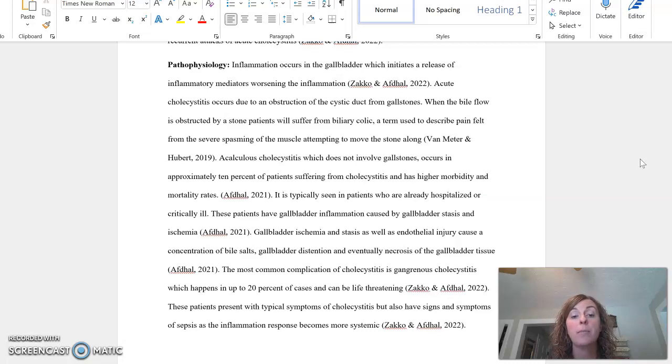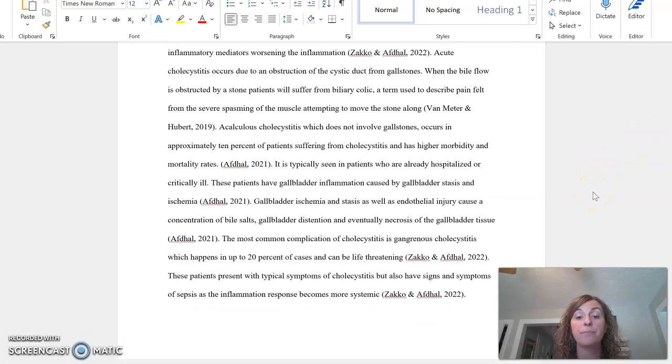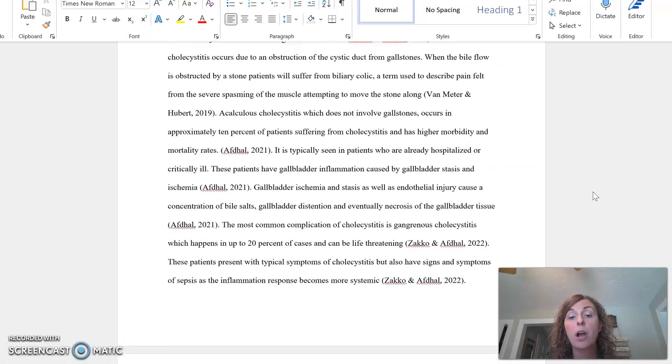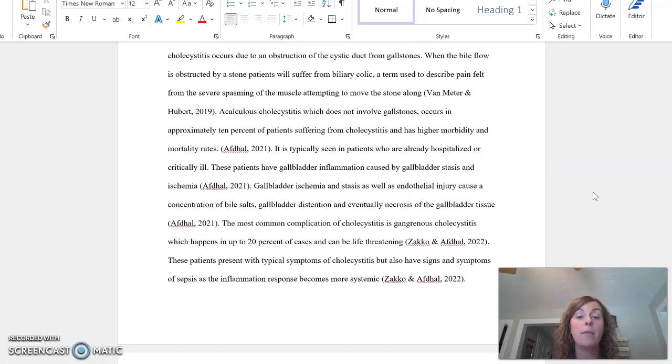It affects about 10% of patients suffering from this problem, and it is associated with higher morbidity and mortality rates. It's typically seen in patients that are already hospitalized or critically ill. These patients will have gallbladder inflammation that's caused by gallbladder stasis and ischemia. The gallbladder ischemia and stasis, as well as endothelial injury, can cause a concentration of bile salts, which then can cause gallbladder distension and eventually necrosis of the gallbladder tissue.